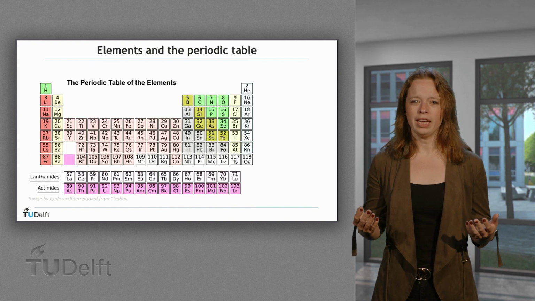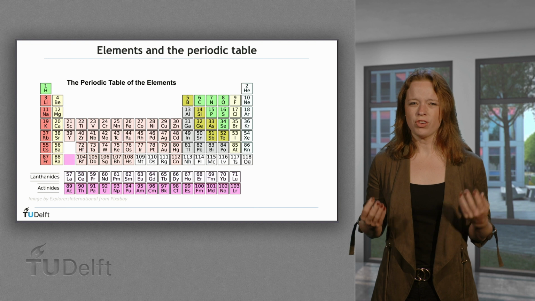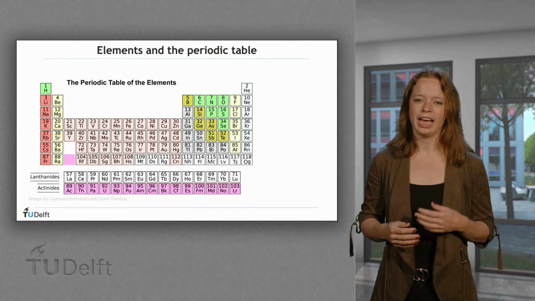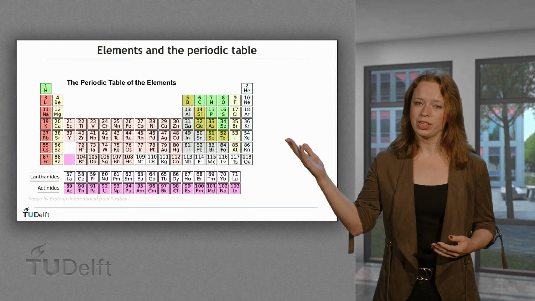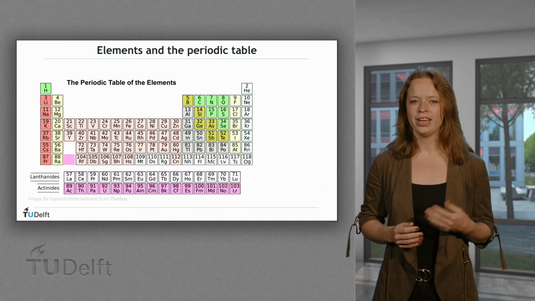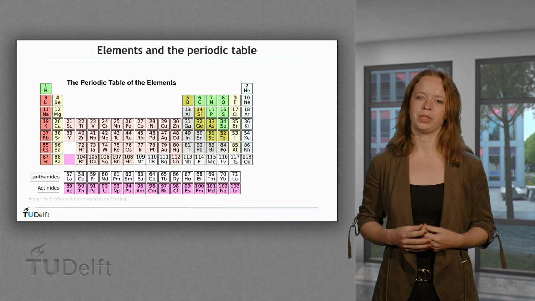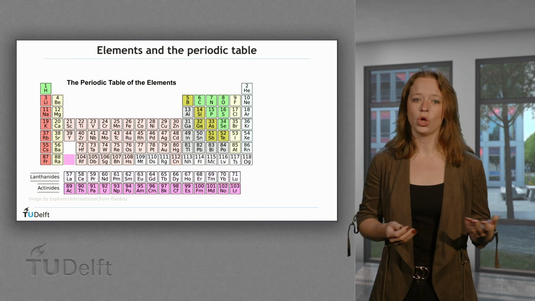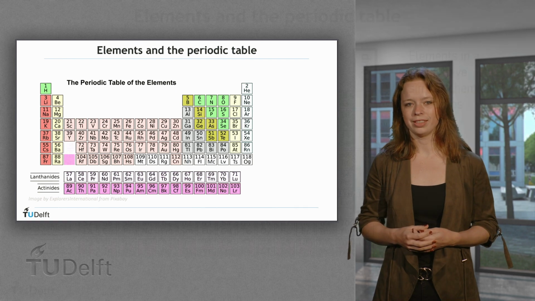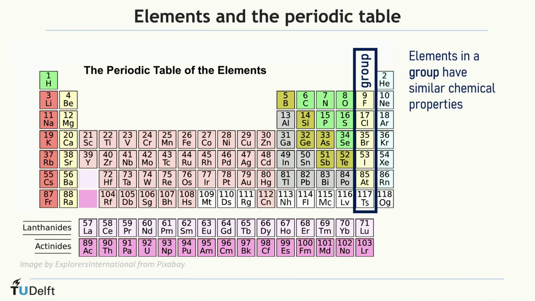In total, humanity has already discovered 118 different elements. And all of these elements have been ordered in what we call the periodic table, which you can see on the slide here. The periodic table is very useful to chemists, as it can quickly tell you something about an element's atomic mass or some of its chemical properties. In the offices and laboratories of chemists, you will for sure find a periodic table hanging somewhere.